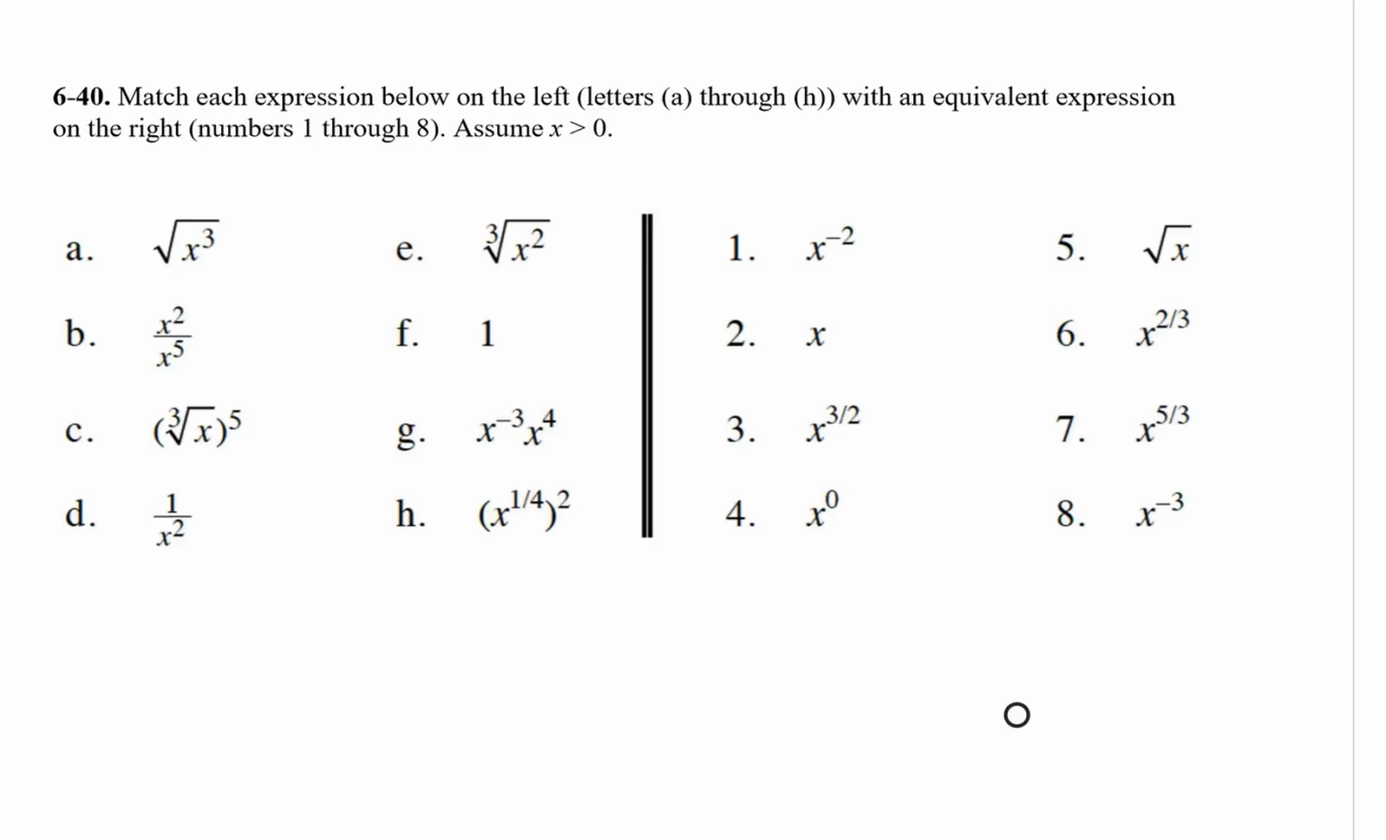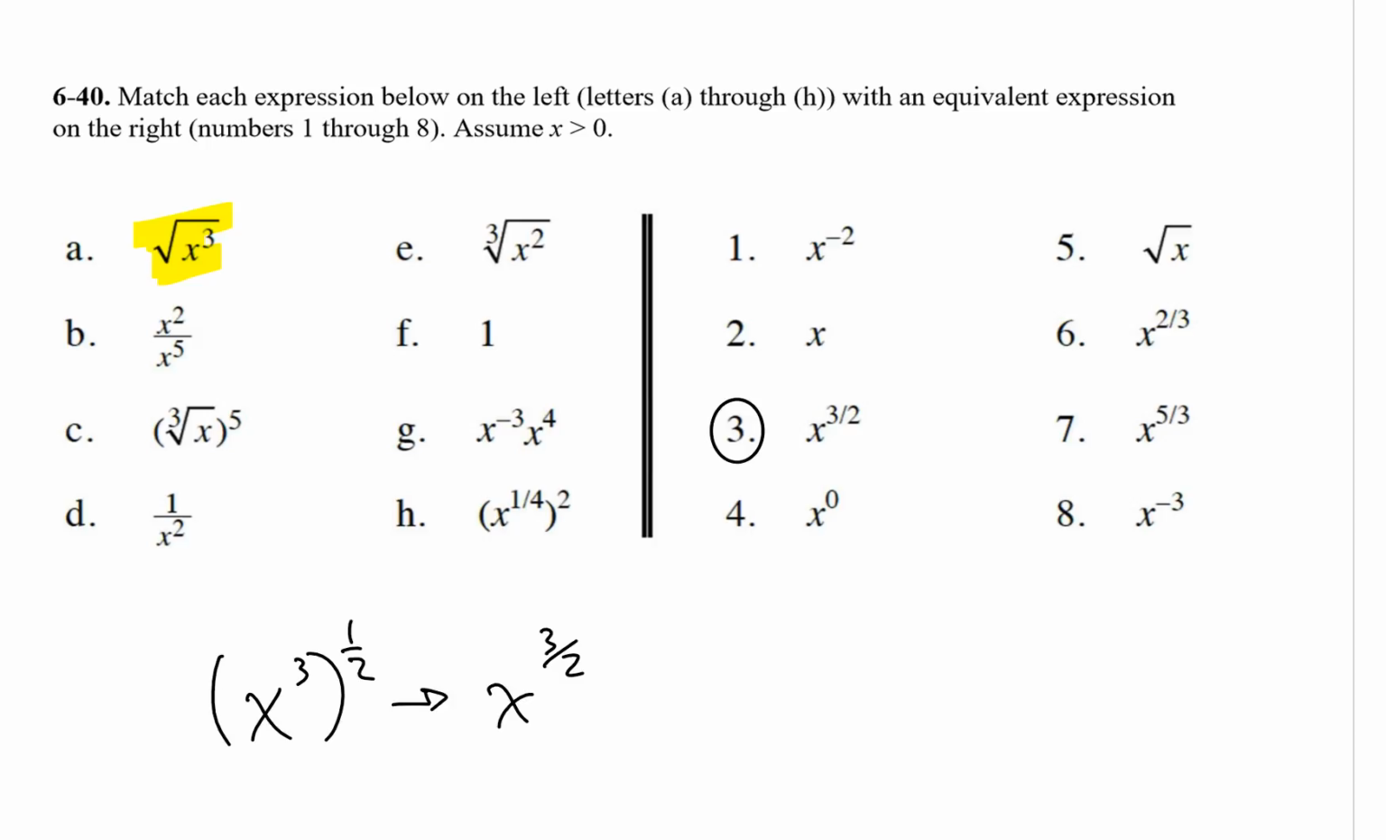So, for example, I'm just going to focus on A for a minute. So we'll look at A together. That's the square root of x to the third. So I know that that's x to the third, but because it's the square root, it's to the 1/2 power. So that is x to the 3/2 power, for example. And I can see that it's right there, right?